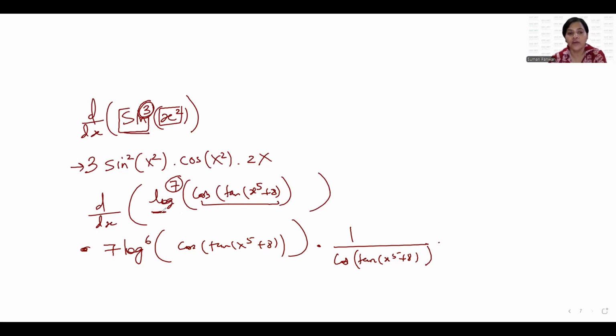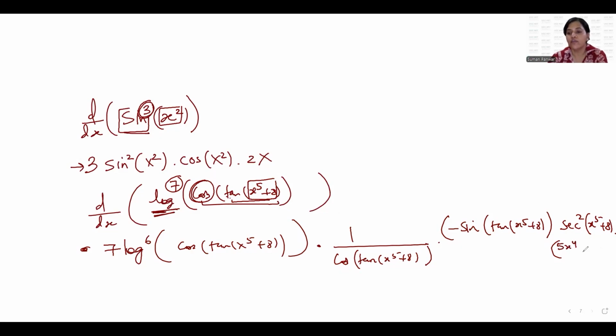After that, what is inside cos? You have differentiated log. So now you will be differentiating cos. What is the derivative of cos? Minus sine tan x^5 plus 8. Now after the derivative of cos, we have to differentiate this tan. That is going to be sec square x^5 plus 8. And now what is remaining inside tan, x^5 plus 8? What is the derivative of x^5? 5x^4. And what is the derivative of 8? 0. So this is how the chain has to follow.